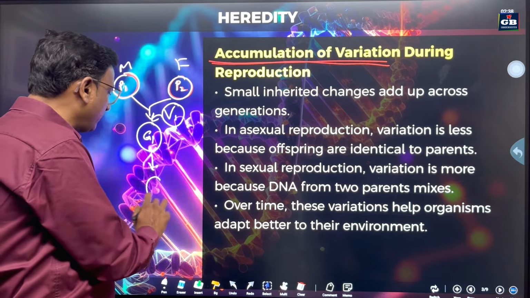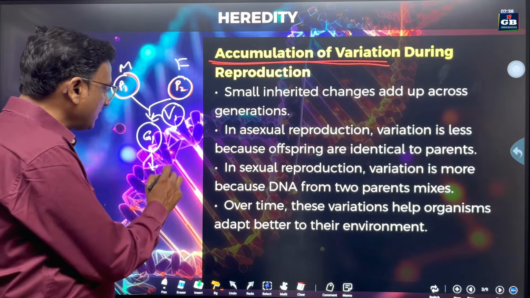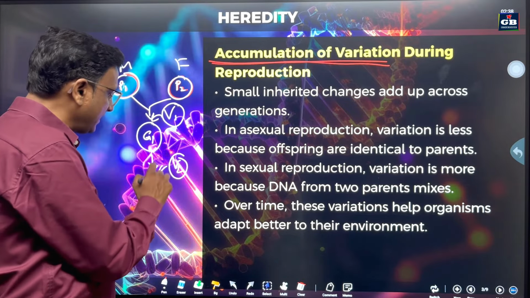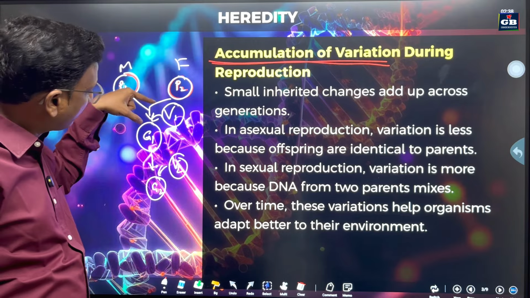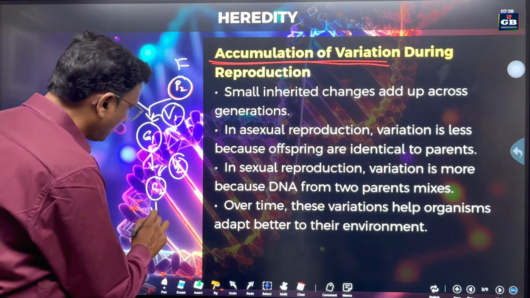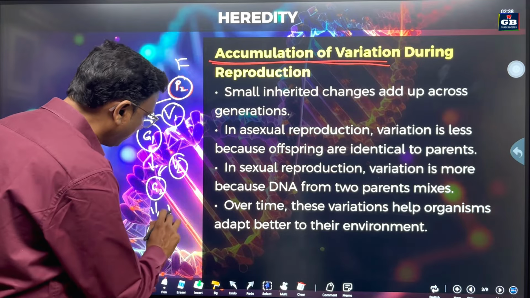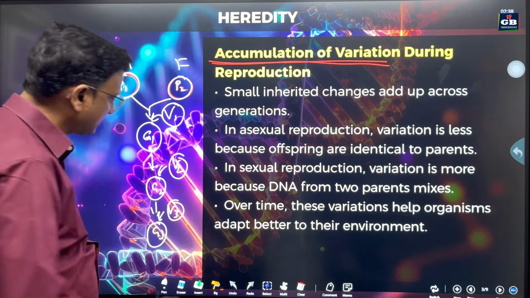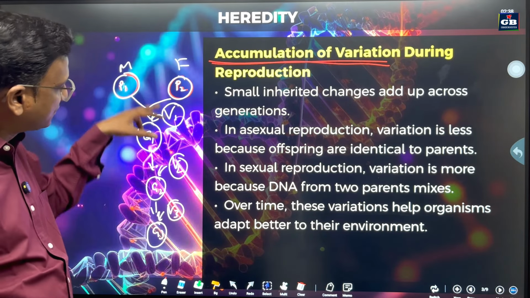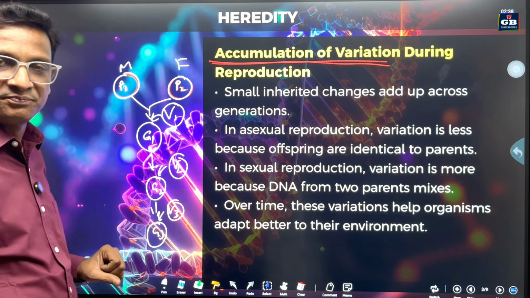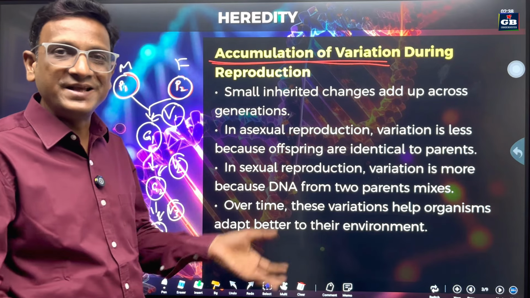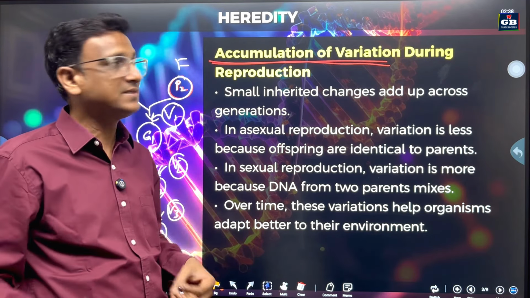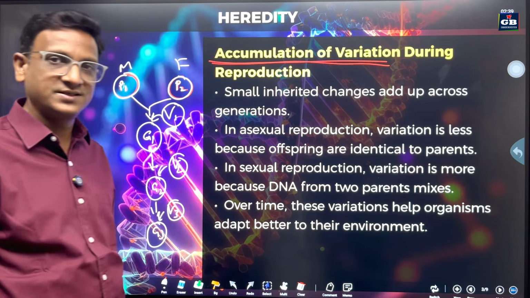When generation 1 gives birth to generation 2, again some new variations get into that. So now generation 2 is having the variations of V1 and V2. When the next generation 3 comes, third variations. So generation 3 is having variations of 1, 2 and 3. Like that, from generation to generation, every time the variations get accumulated. This is called accumulation of variations.